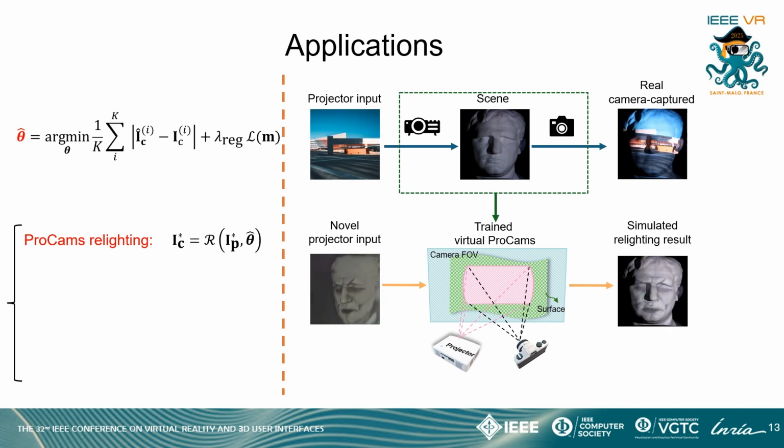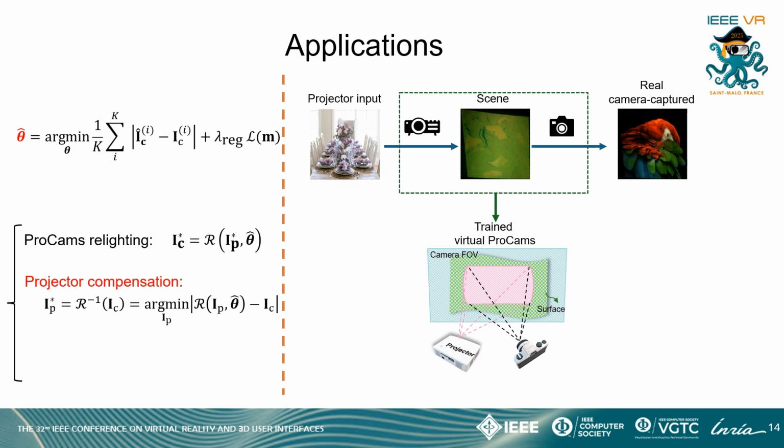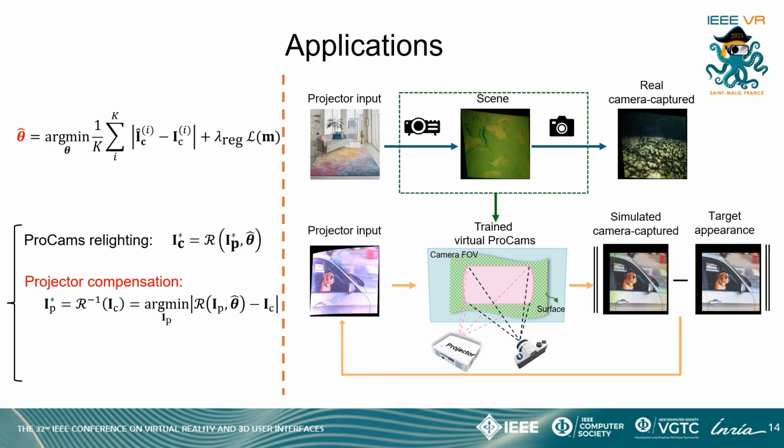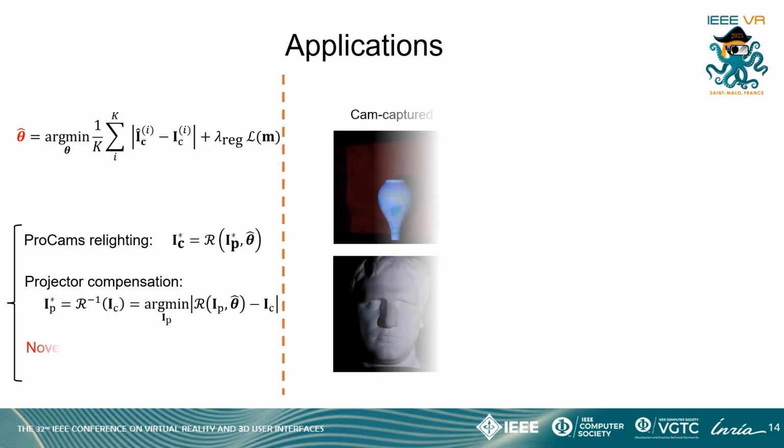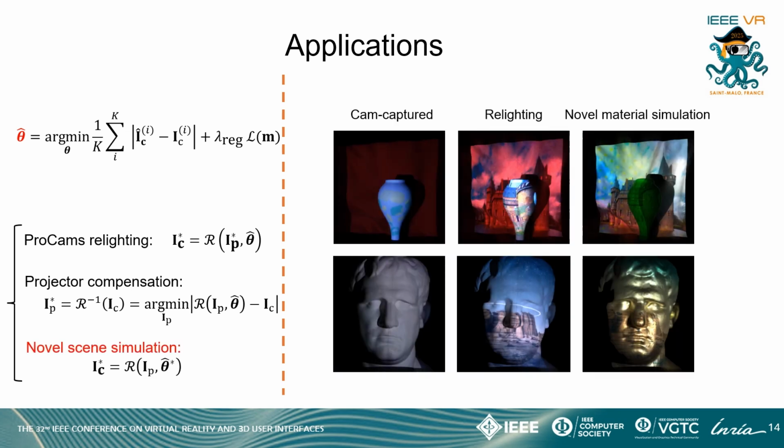We can also perform projector compensation. Given a target appearance, we differentiate with respect to the projector's input so that the forward rendered image matches the target effect, thereby enhancing the user experience. Additionally, because some parameters are editable, we can modify the scene parameters in this virtually trained ProCams setup to simulate how the projection mapping effect would look when new materials are introduced into the scene.